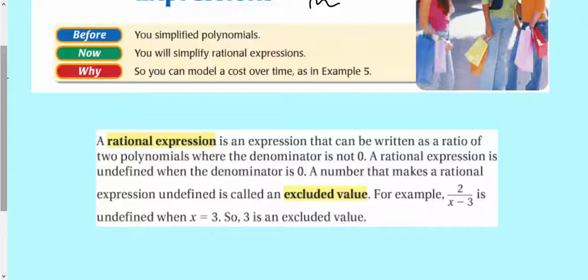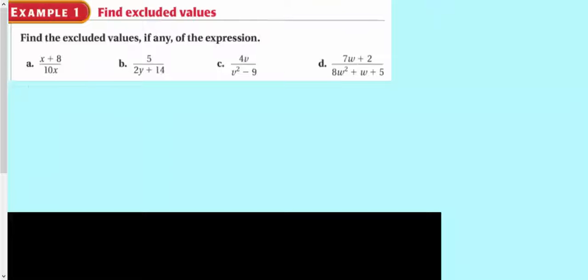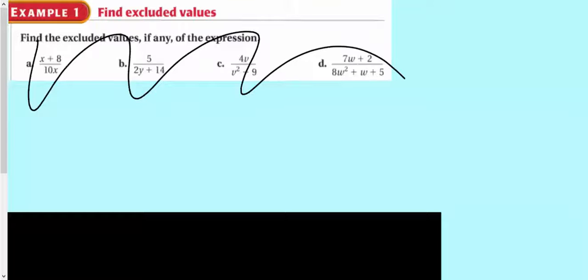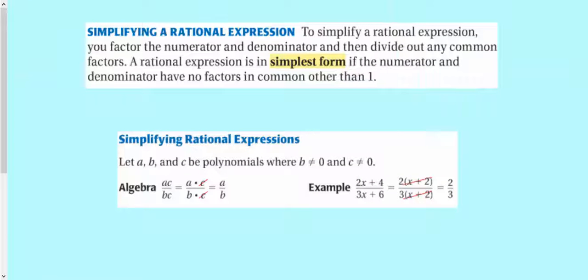Anytime you see anything about an excluded value, you can just ignore that for the time being. That's not something you'll see until algebra 2, but we don't need that for the sake of geometry. So if you see questions that say find an excluded value, you can just skip or ignore that part of it. All right, so we're going to be putting things in what we call simplest form.